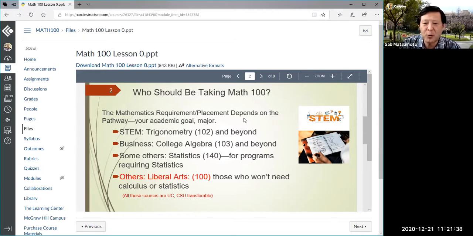The mathematics requirement or placement depends on the pathway. What are you studying? If you are a science or calculus or math or computer science student, you probably will not be in this class, because the STEM majors, science, technology, engineering, and mathematics, are typical science and math majors. They typically go to trigonometry or pre-calculus or calculus to start their college career. Business students often start with college algebra or business statistics. Those are the courses that they will need for their program.